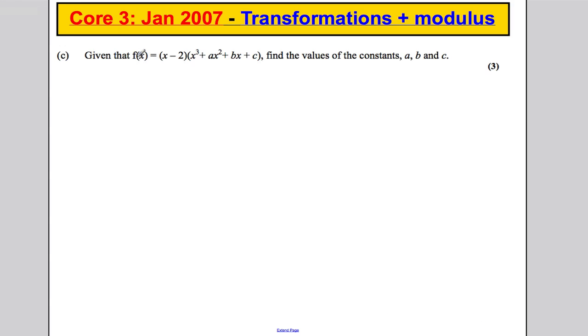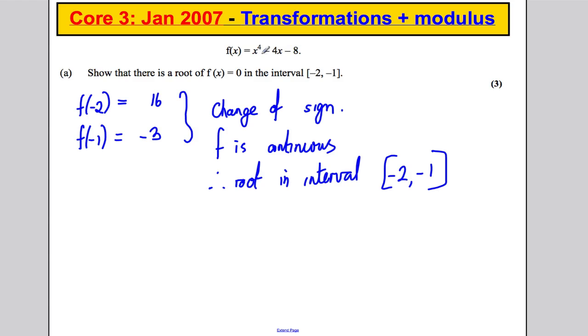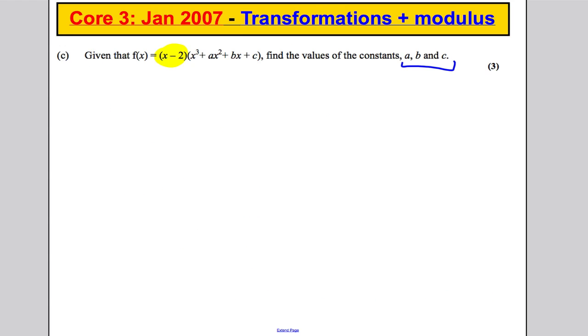Part C, given that f of x can be written in that form, find the values of a, b and c. What this is telling me is that x minus 2 is a factor, or you can say that if you put in 2 into the function, you would get 0 back. Now let's write our function out. f of x is x to the 4 minus 4x minus 8.